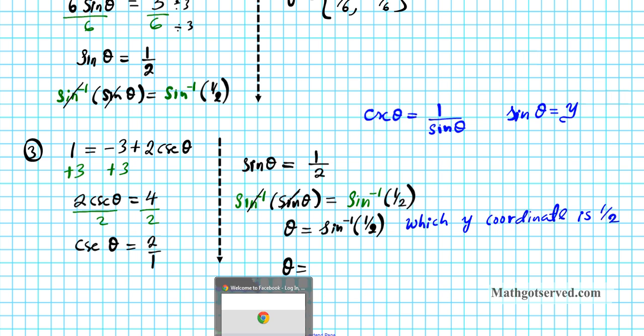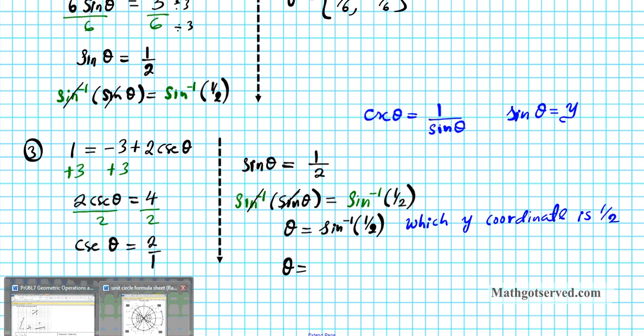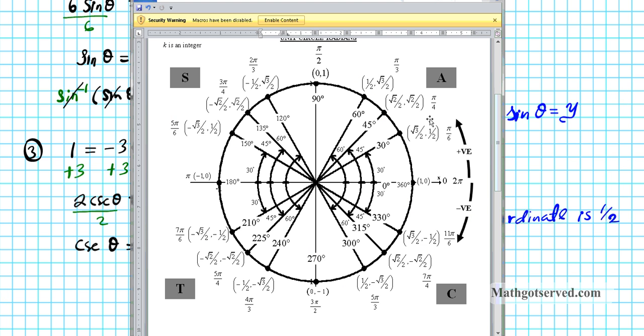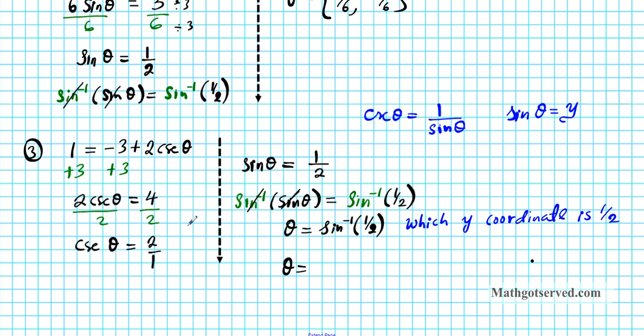Remember what we did in number 2, we took a look at our unit circle and we found out that the y coordinate was positive at pi over 6 and it was also positive at 5 pi over 6. The other places where we have 1/2, they're both negative, so those do not fit our expectation. So the answers that we have are going to be pi over 6 and 5 pi over 6. So these are the solutions to our equation.